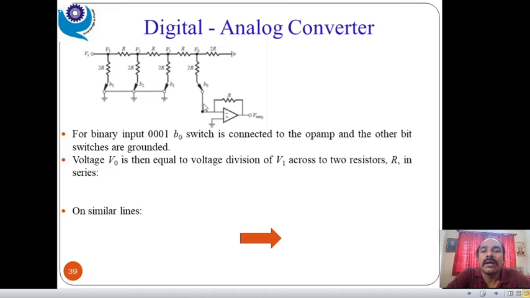See, if I take an example, that is binary input 1 0 0 0. For 1 the switch is connected to the input of the amplifier, and for 0 all these switches are grounded.